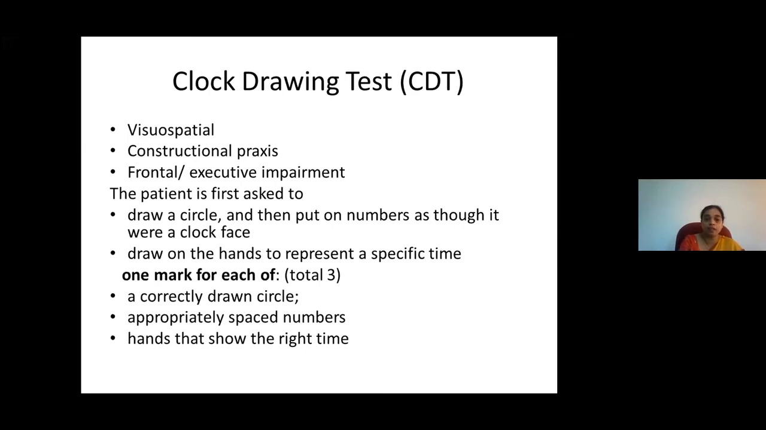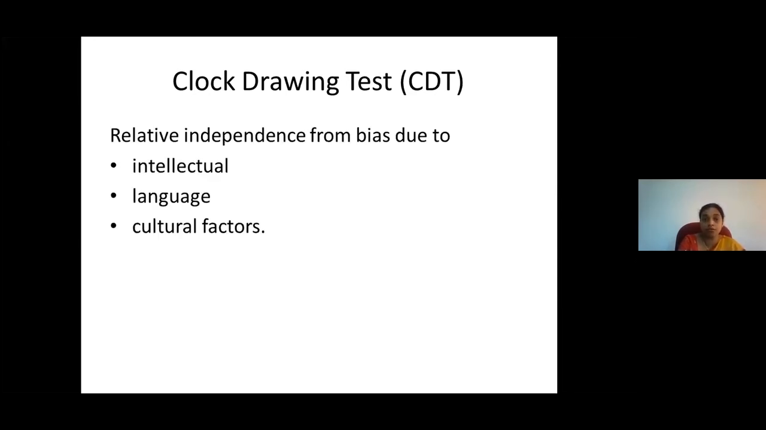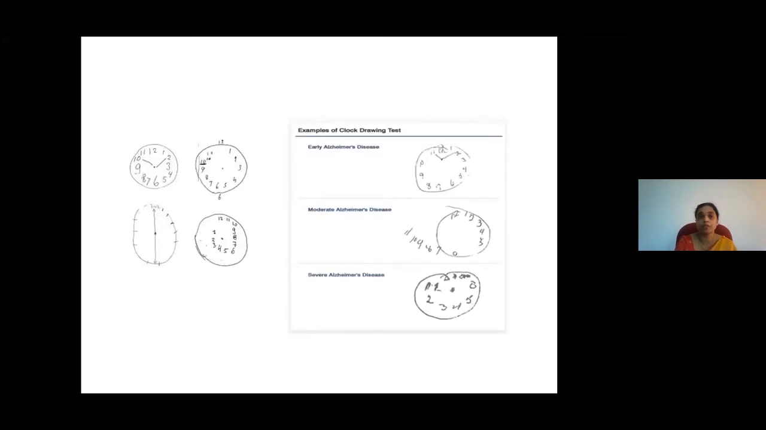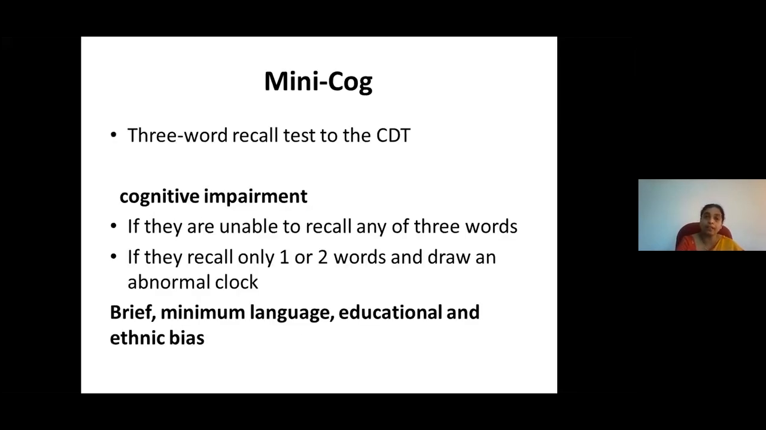So then we give 3 marks. To say that the patient is less likely to have a cognitive impairment, they should score 3 out of 3. So it is independent of, as I said, intellectuality, the language they speak, and cultural ethnic factors. The clock is very familiar to each and every nation. So these are the clocks drawn by different stages of Alzheimer's. One is mild, second is moderate, third is severe Alzheimer's disease. So it's a very important test.